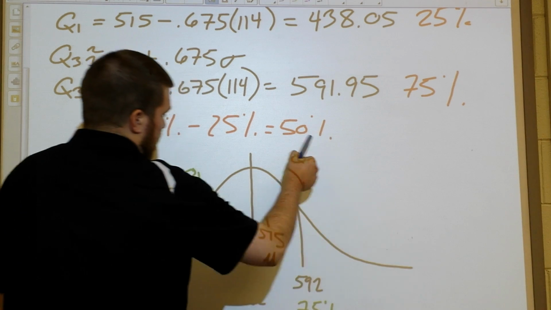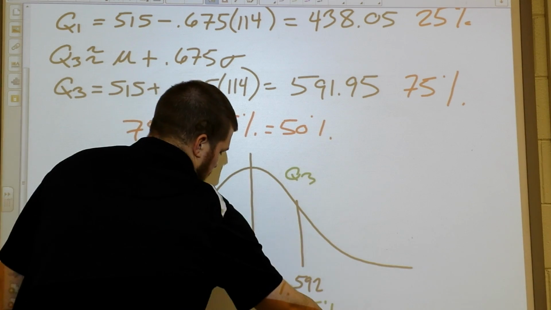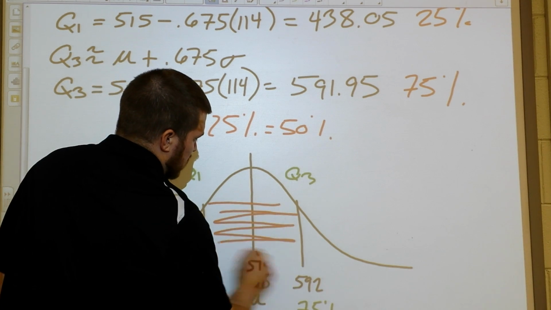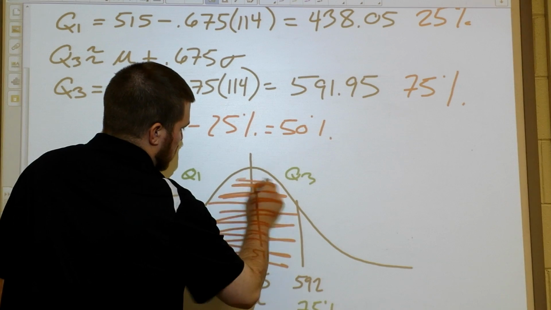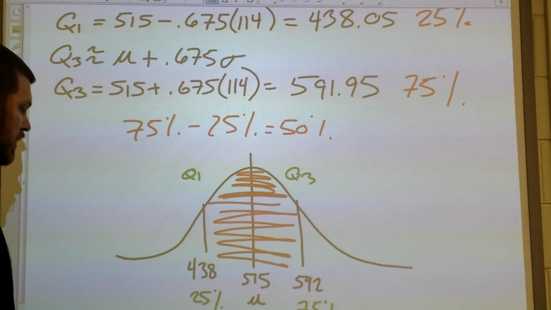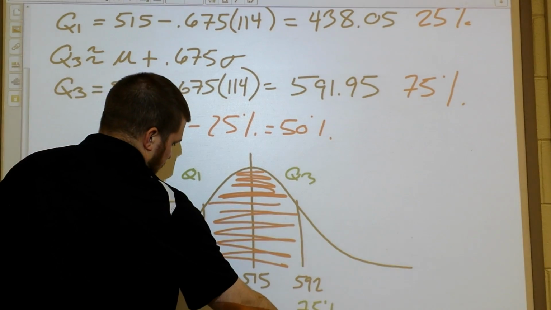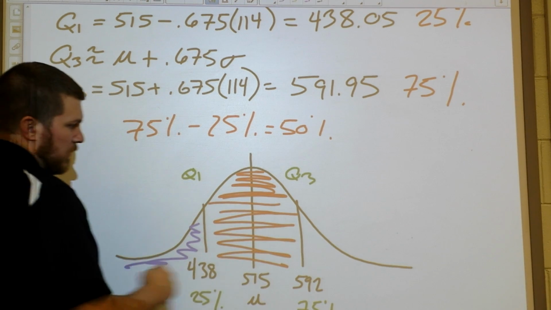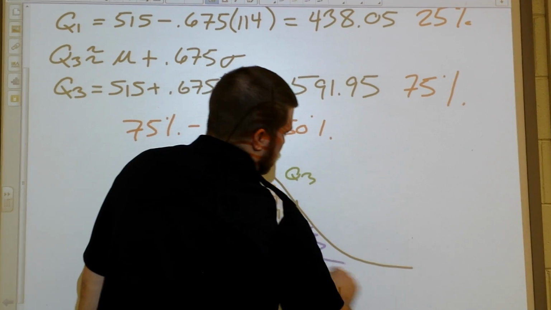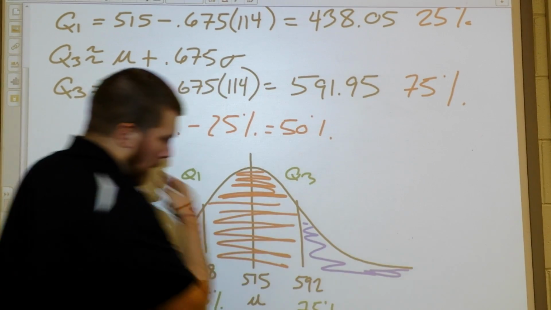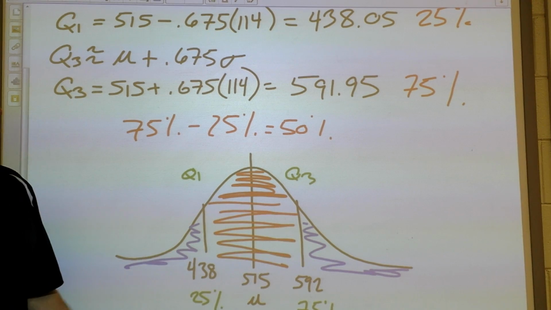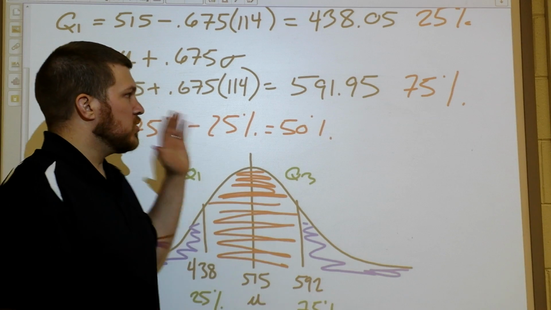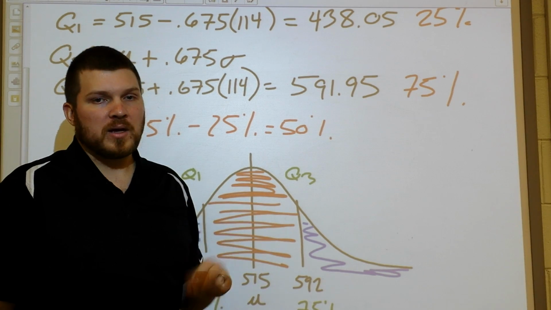So what I just said here is that 50% of the data lies in this range between Q1 and Q3. The other 50% of the data lies outside of this range, either below 25% or above 75%. That's how we can use the information that we have and the formulas we just had for the quartiles to describe a normal distribution. And that's it for this video.